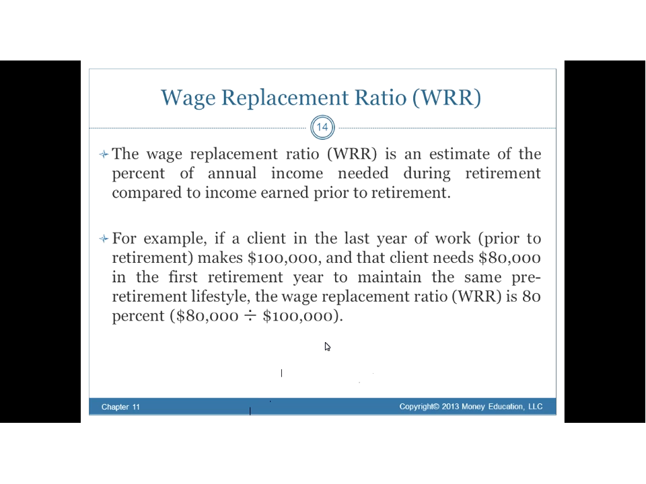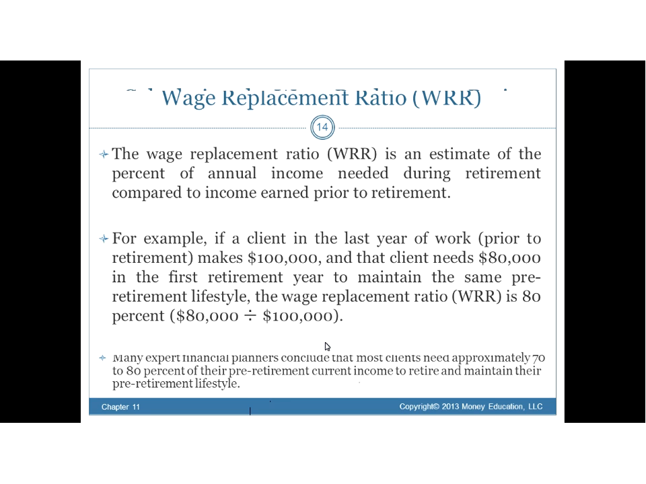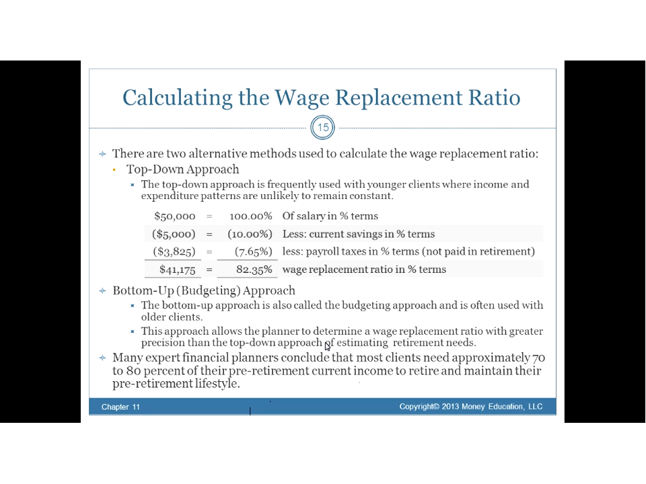So if we had an 80% wage replacement ratio, if a client in the last year of work makes $100,000 and then $80,000 in the first year of retirement, that is an 80% wage replacement ratio. So here's how this might be done.